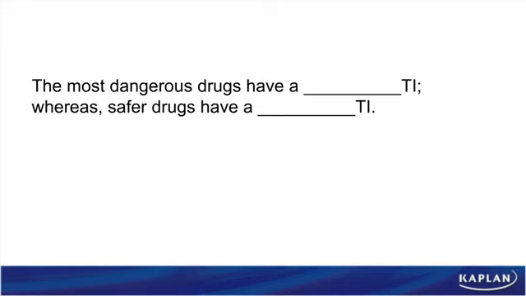The most dangerous drugs have a blank therapeutic index, whereas safer drugs have a blank therapeutic index. The most dangerous drugs have a lower therapeutic index. Some drugs have a therapeutic index as low as 2. Drugs like digoxin, warfarin, theophylline, lithium are among the most dangerous that we have, whereas safer drugs have a higher therapeutic index.